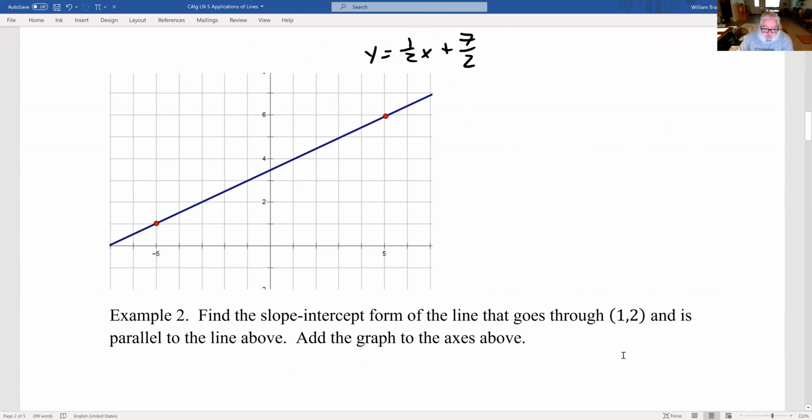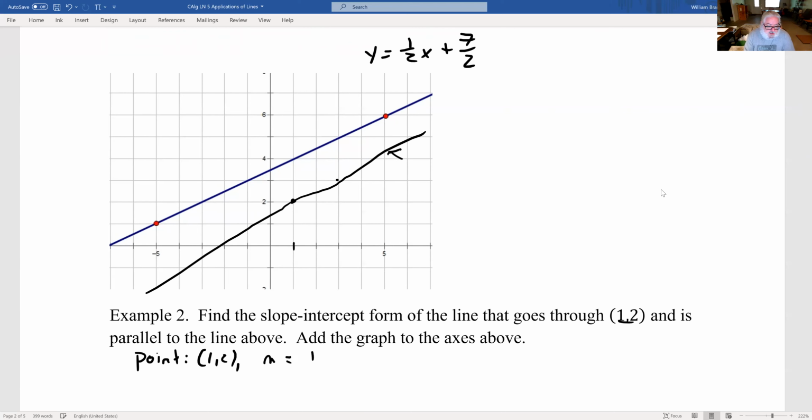So what's the slope intercept form of a line that goes through the point 1, 2 and is parallel to this line? So 1, 2 is here. That's that point. And we want the line that's parallel. And so 2 units up and over. So here's more or less the parallel line. What's the equation of this? Well, to find the equation of the line, we need a point and a slope. We know the point is 1, 2, and we know the slope is 1/2, because if they're parallel lines, they have to have the same slope.